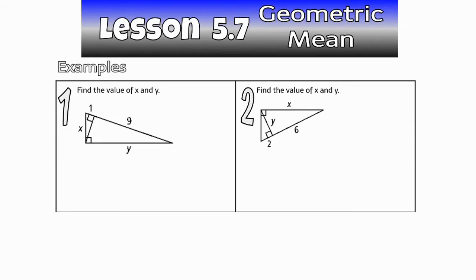So here we're going to find the value of X and Y. Again, hopefully you can see the two right triangles that are going to be similar. So we have this one, and we have this right triangle, and then we're also going to have this right triangle. And so that's how we're going to find X first. No, we're not.